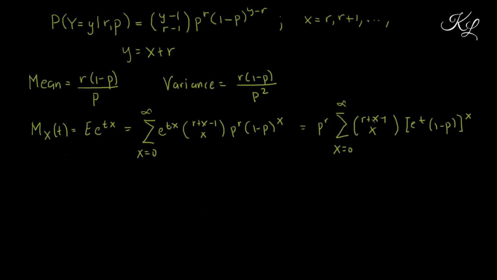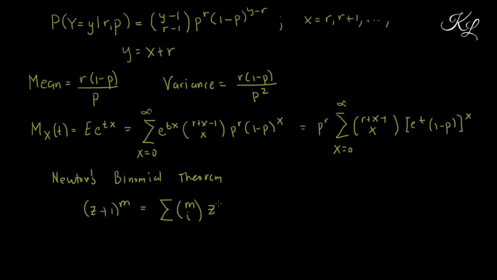I want to simplify this by using our theorem, let's say Newton's binomial theorem, which expresses as: (z + 1) raised to m is equal to the summation of m chooses i, times z raised to i, with i from 0 to infinity.